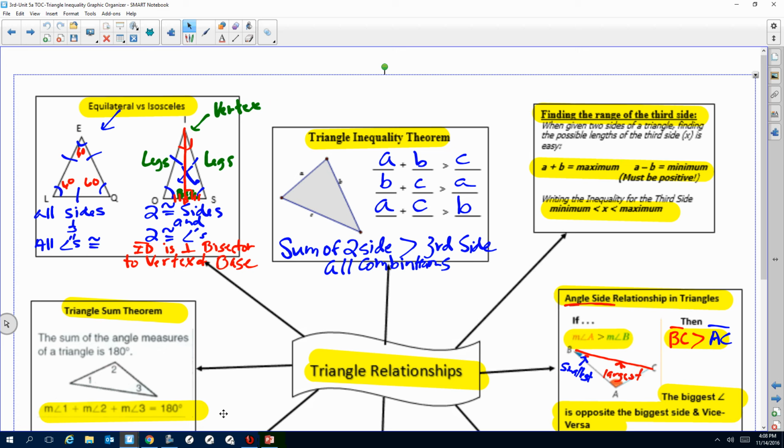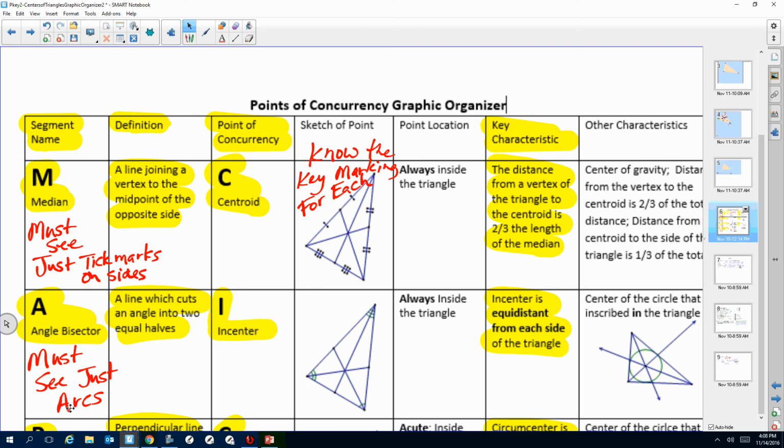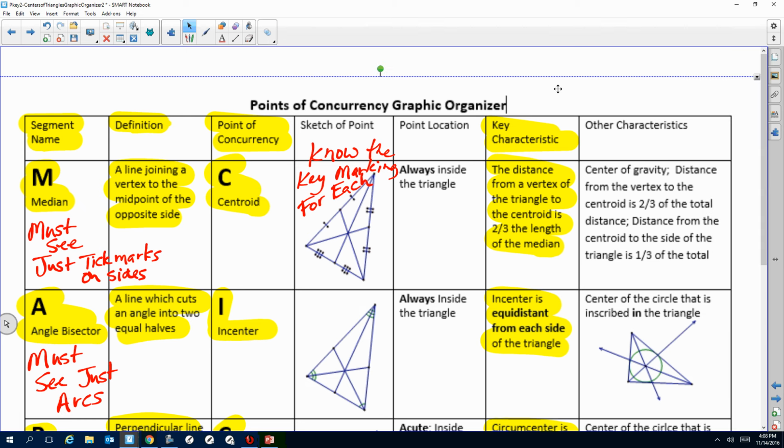All right, now we're going to go into the second set of notes we have, which is dealing with points of congruence. This was an orange, so find the table, and we're going to have to answer some questions off of that. So I'm going to go to the next video.